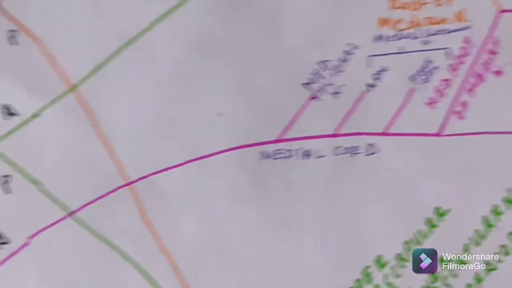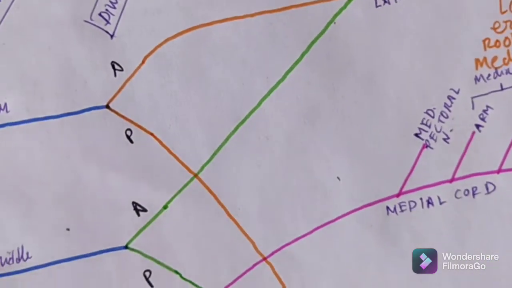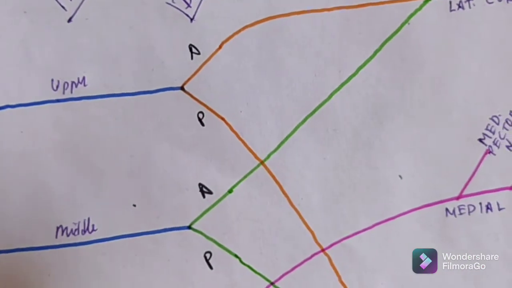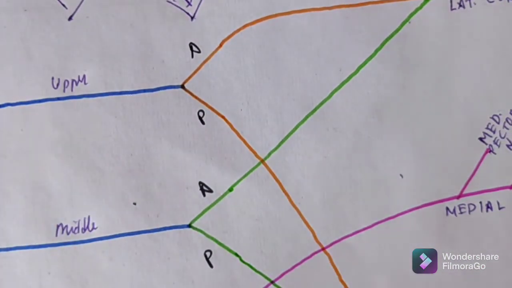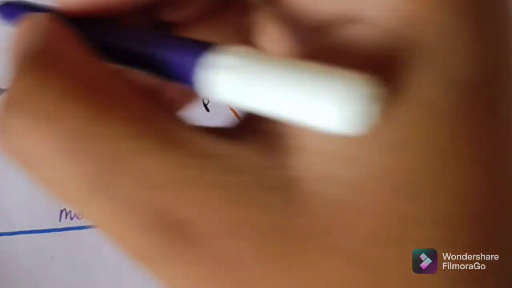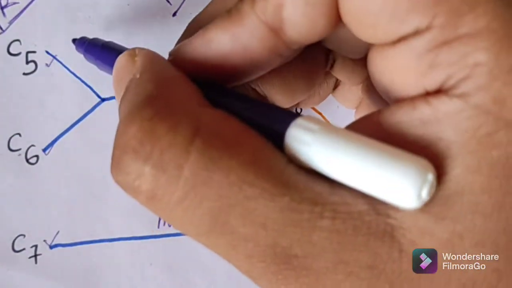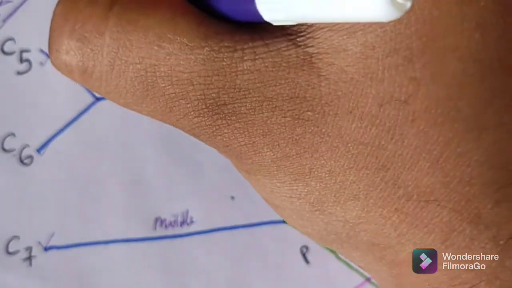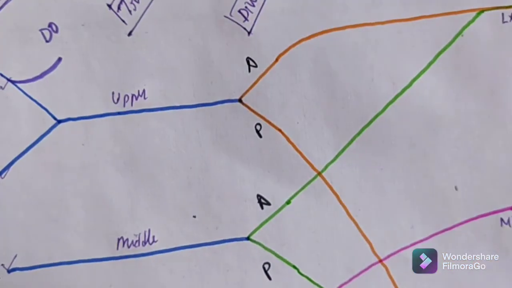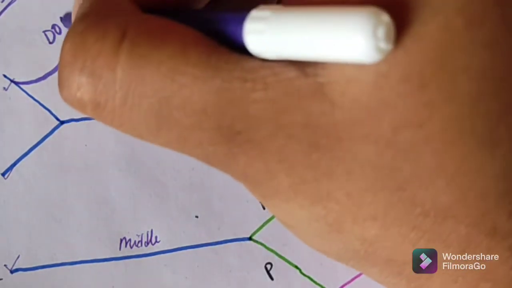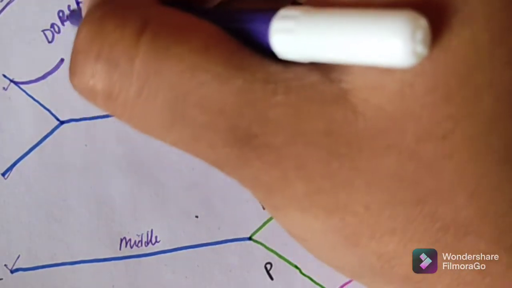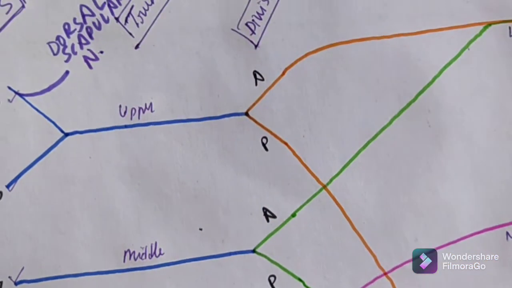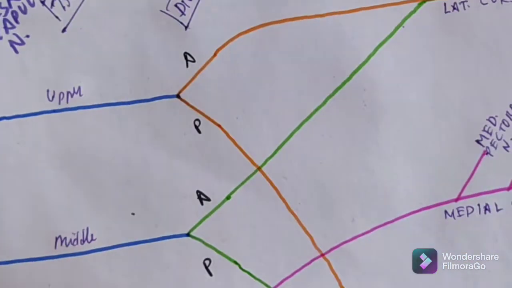Okay. Now there are some additional branches starting from the roots. Now the first branch will be from the C5 nerve root, which is the dorsal scapular nerve. So this will directly originate from the C5, which is the dorsal scapular nerve.